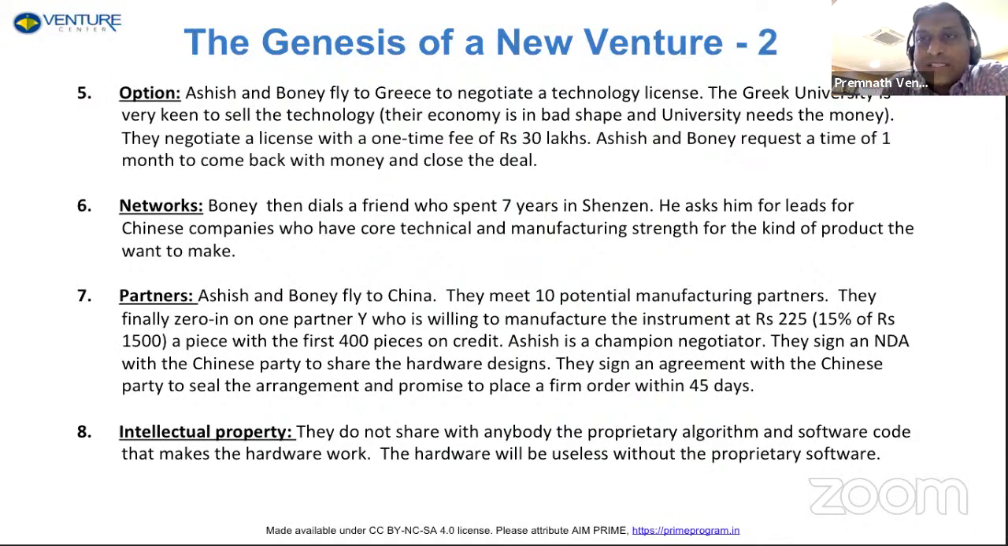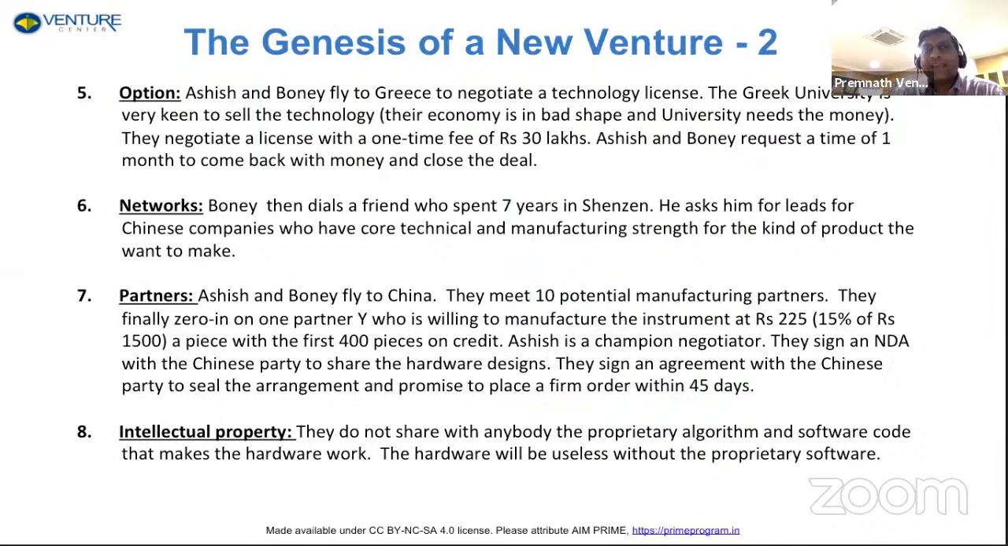Okay. So Ashish and Boni request time of about 1 month to come back with the money and close the deal. They ensure that they will not lose out on the deal. They sign a tentative agreement, an option agreement saying 1 month to close the deal, or 2 months to close the deal. And in 1 month, we'll come and close the deal. Okay. Terms are roughly agreed already. And it's a 30 lakhs one-time fee. Okay. That's what they're going to decide.